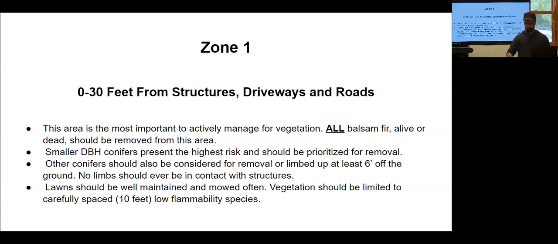So in this 30-foot zone, I highly recommend that you remove absolutely all of the balsam fir, no matter whether it's alive, dead, or dying, no matter the conditions. I really do not recommend any balsam fir within that 30-foot zone on your property. As I stated earlier, it is very volatile. It doesn't take much, whether it's alive or dead, to get going. And it's going to be a vector to spread that fire into the overstory trees, which is what is going to cause a catastrophic fire on your property.